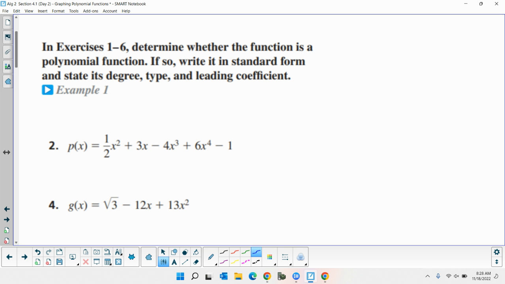Number 2. It is a polynomial. It should be 6x to the fourth minus 4x cubed plus 1/2 x squared plus 3x minus 1. So the degree is 4, which is a quartic. The leading coefficient is 6. All right, we good on that? Number 4, it is a polynomial function. It should be written in this order: 13x squared minus 12x plus the square root of 3. That means the degree is 2, which is a quadratic. Leading coefficient is 13.